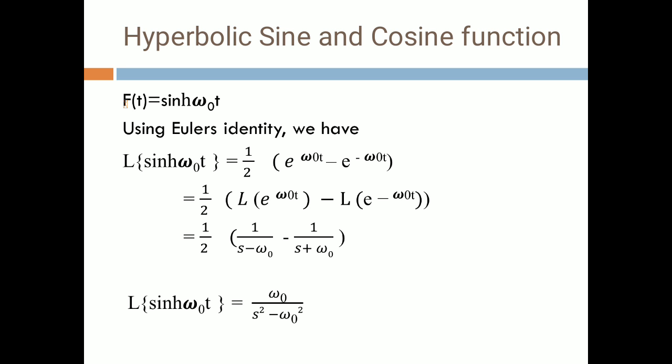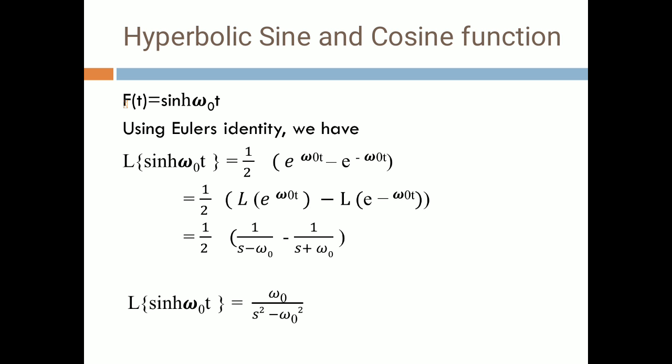So Laplace transform of sinh(ω0 t) is equal to 1 upon 2 (e raised to ω0 t minus e raised to minus ω0 t), which is equal to 1 upon 2 (L of e raised to ω0 t minus L of e raised to minus ω0 t), which is equal to 1 upon 2 (1 upon s minus ω0 minus 1 upon s plus ω0). So Laplace transform of sinh(ω0 t) is equal to ω0 upon s square minus ω0 square.